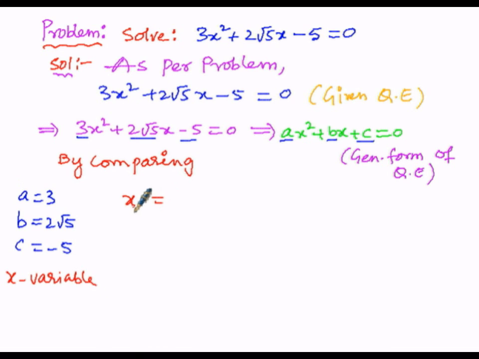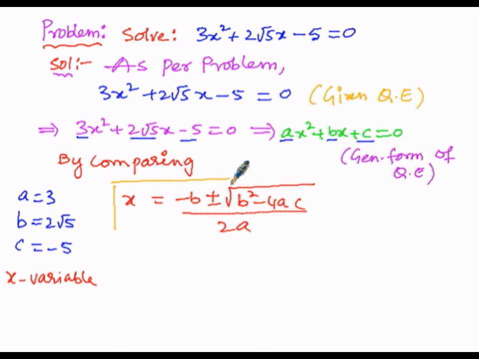We can get that x value by means of the formula, that is minus b plus or minus root of b square minus 4ac, overall divided by 2a. Let us box it, since this is the formula. So, x equals to, here b must be substituted by 2 root 5, a by 3 and c by minus 5 in this equation.